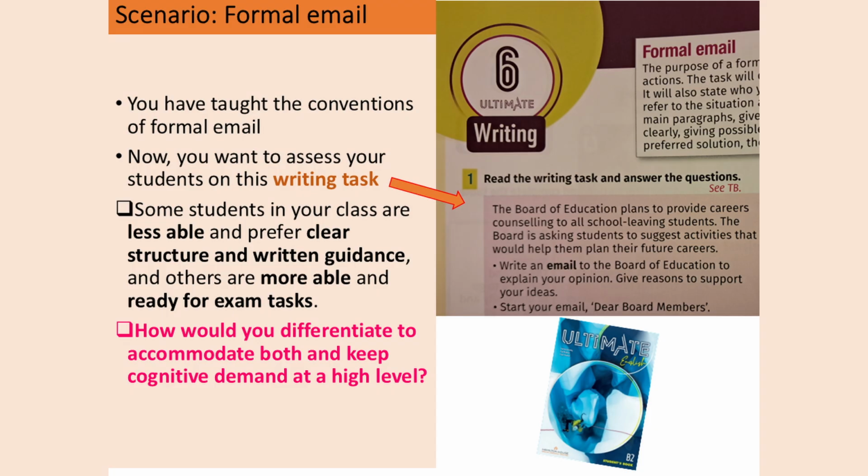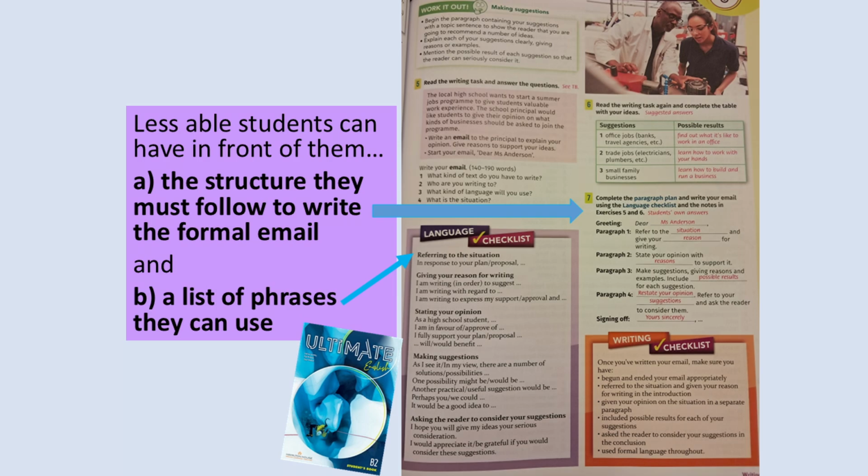The question is, what do we do to differentiate, to accommodate both the less able and the more able, but at the same time keep the cognitive demand at a high level, because we don't want to drop the standards? An idea would be the following. We can allow the less able students to have in front of them, while writing, the structure that they must follow in order to write the formal email, which comes from the book. This is the page that teaches the conventions of formal email. We have been through this with students before.